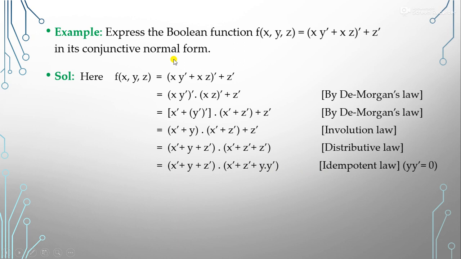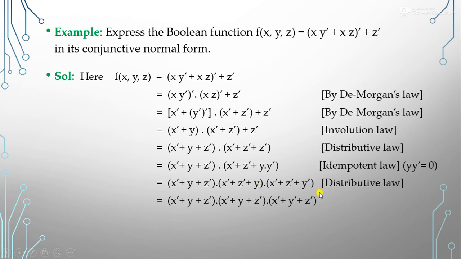CNF is our canonical product of sum form. Now after that we use the distributive law here. So it becomes x dash plus z dash plus y and x dash plus z dash plus y dash. After that we can write, this is the conjunctive normal form: x dash plus y plus z dash and x dash plus z dash plus y and x dash plus y dash plus z dash. So now this converts into our CNF. Clear how to find the CNF or DNF of any Boolean function, right?